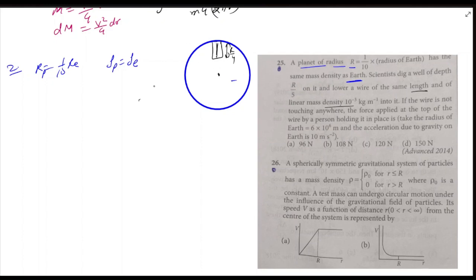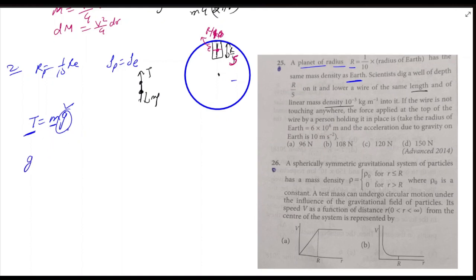So if this is the wire and I draw the free body diagram, the tension will be up here, and from the center of mass, mg will be down. The center of mass will be at a depth of r by 10, because this well is r by 5 and the wire has length r by 5. Now let's write the force equation: T equals mg. Now we have to find T. For that, if I get g and multiply it by m, we'll get our answer.